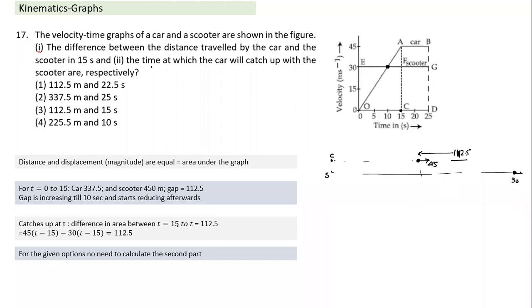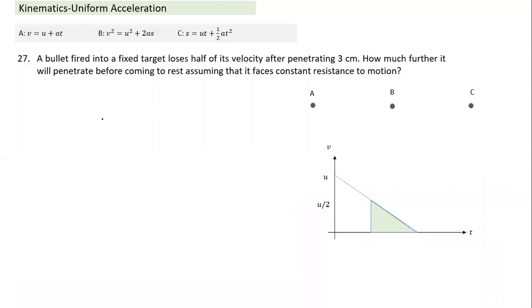Actually, there was no need to calculate the second part, because once we calculate 112.5, there are only two options. And among the two options, we know at which time the car will catch up. It cannot catch up at 15. It has to be more than 15. So this straight away gets answered without any calculation.